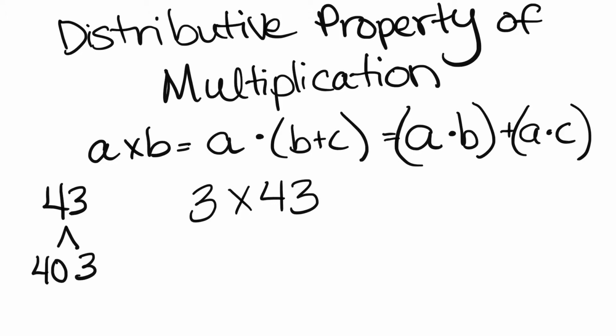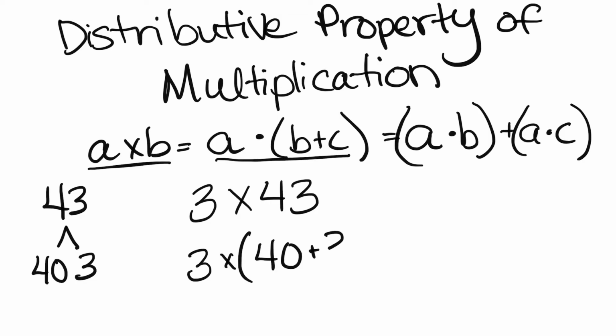So now I'm going to this part of the formula. I'm going to say 3 times (40 plus 3) equals x. Now this is called the distributive property because we're going to distribute or share the 3 between both of the 40 and the 3.